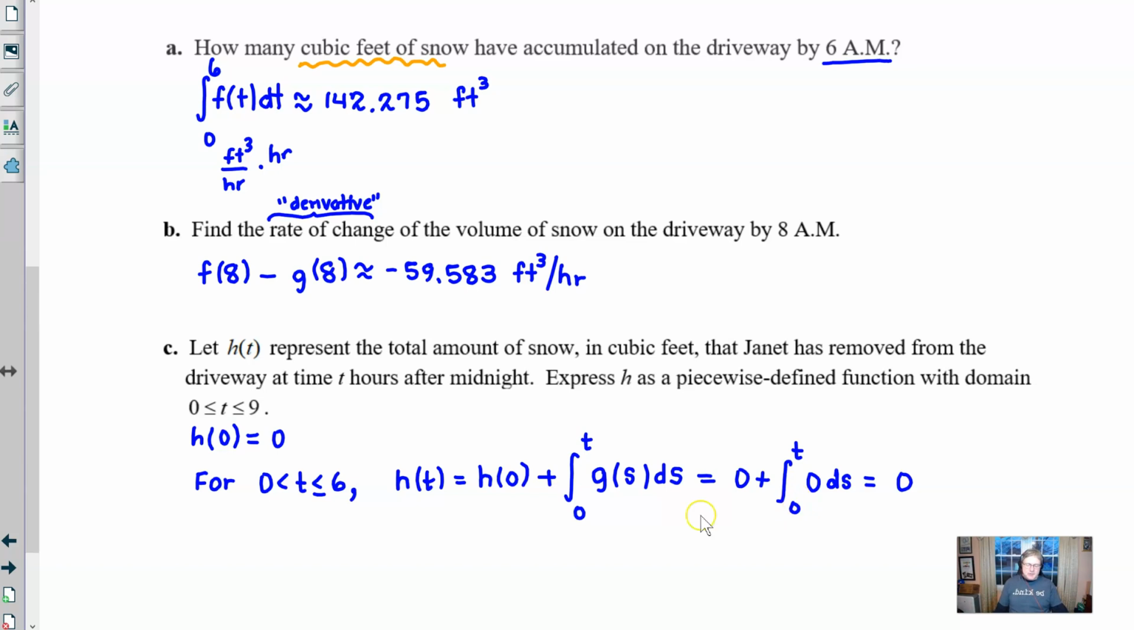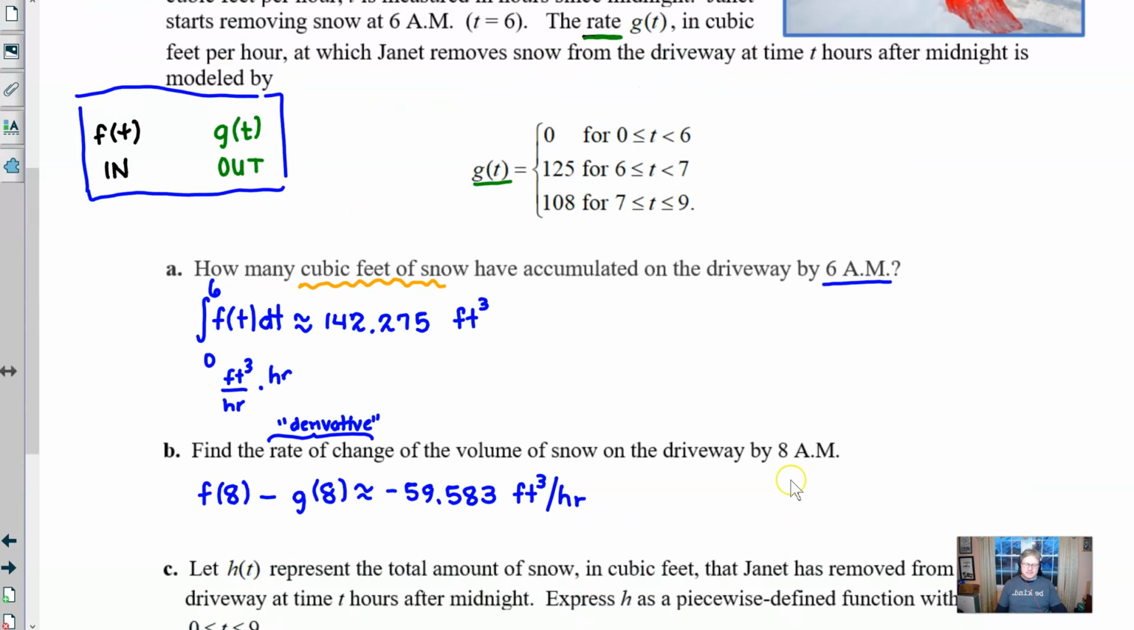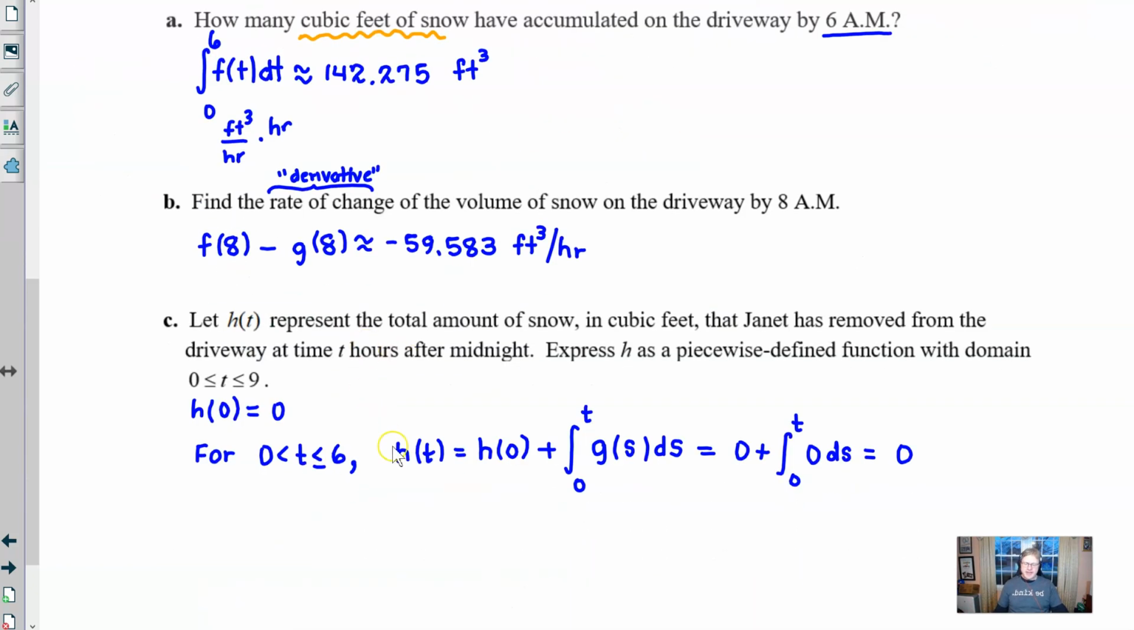But I think a lot of you may have been able to surmise this without really setting this up, because think about it. If the girl's not shoveling snow, there's no snow piling up. All right, and that's fine. If you recognize that without all of this work, more power to you. But I set this up so that we can do the other two intervals a little bit easier, because things are going to change now.